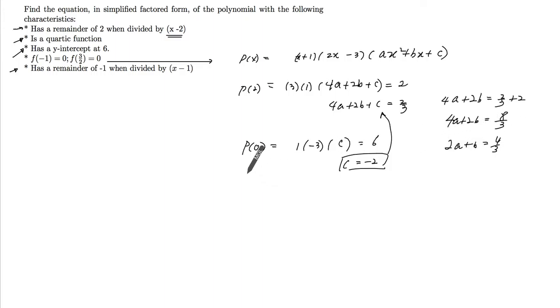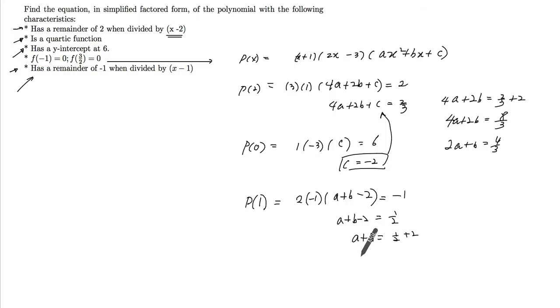The last information is a remainder of negative 1 when you divide by x minus 1. By the remainder theorem, when you plug in 1, we should get negative 1 as a result. So you get 2, negative 1, a plus b. We know the value of c, right? That's equal to negative 1. This divided by this is half. So that's 5 over 2.